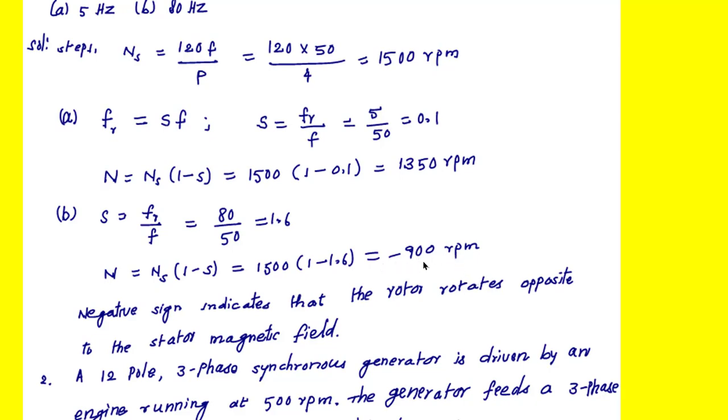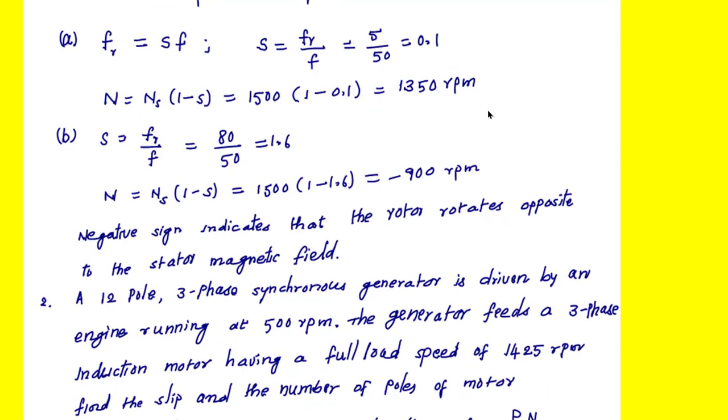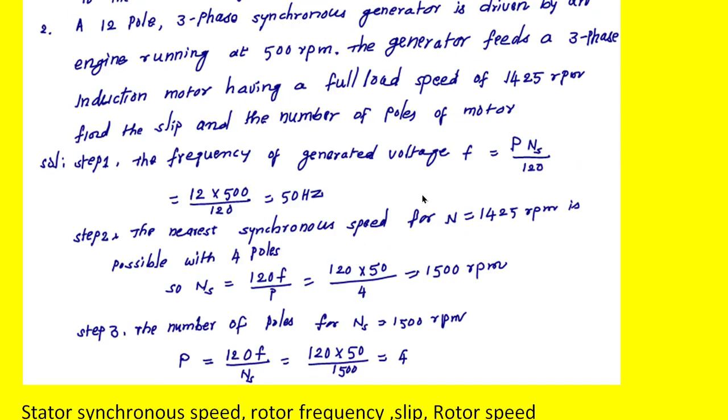What is the meaning of this minus 900 RPM? The meaning is the direction of the rotor is opposite to the direction of the stator magnetic field. Suppose the stator magnetic field rotates in the clockwise direction, the rotor will rotate in the anti-clockwise direction. That is the meaning of this negative sign. So let us move to another problem. That is the second problem.